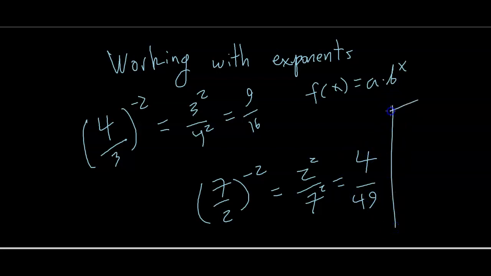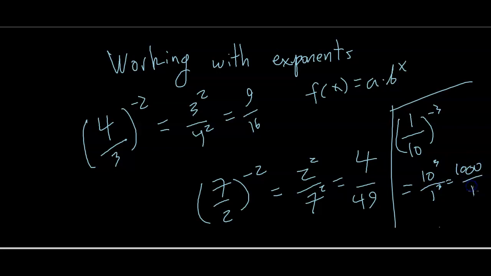All right, what about something like 1/10 to, I don't know, the negative third power, right? What are we going to do? Flip that fraction upside down, raise the numerator and the denominator to the third power. We're going to get what? We're going to get 1,000/1. Of course, what's that equal to? It's equal to 1,000, right?